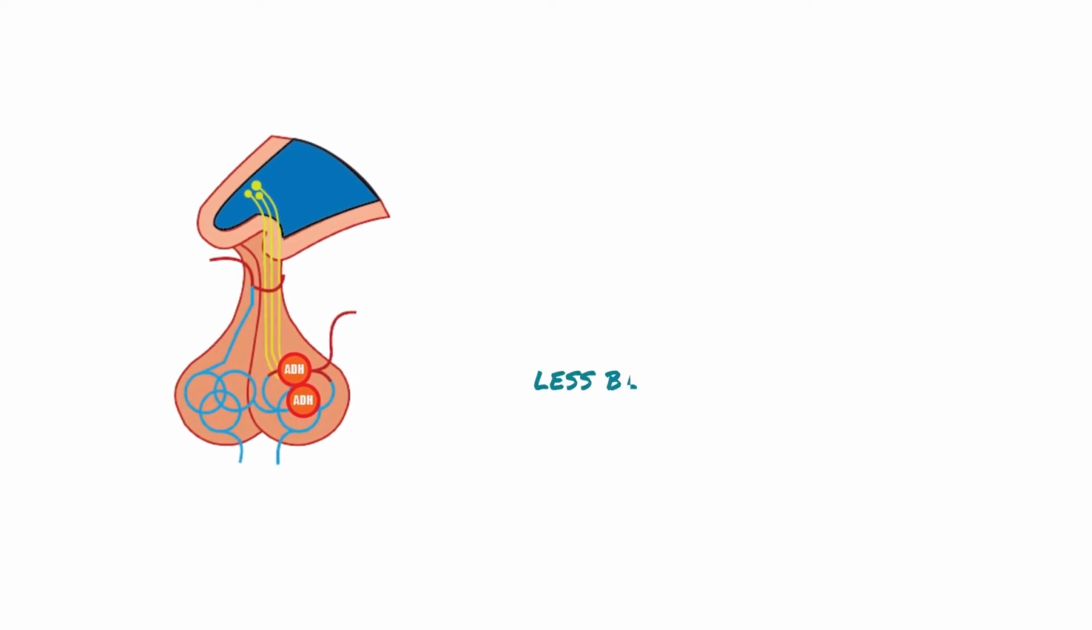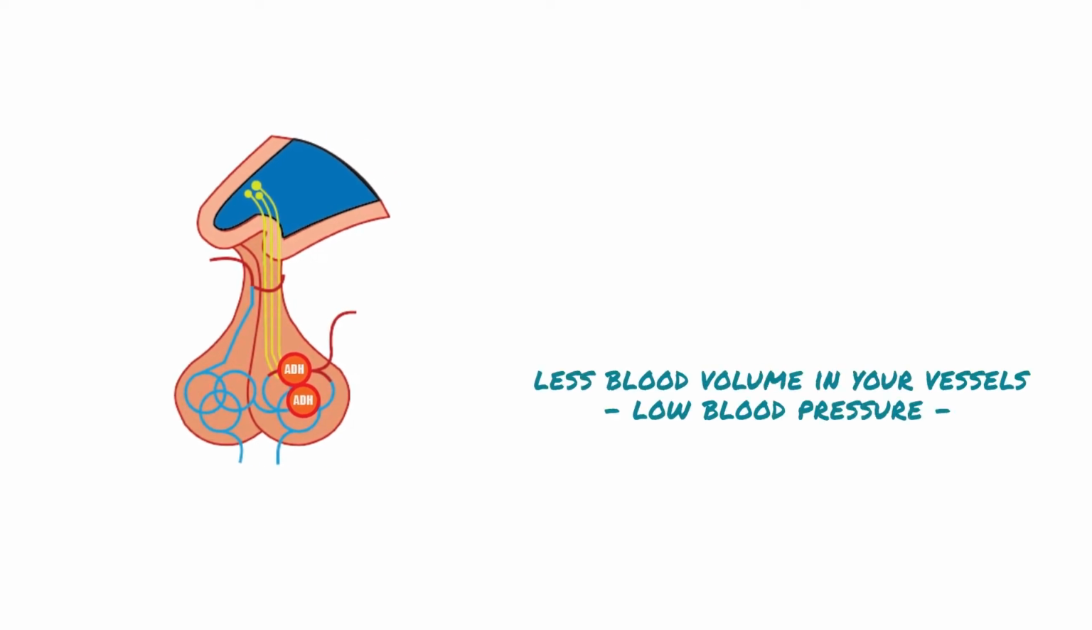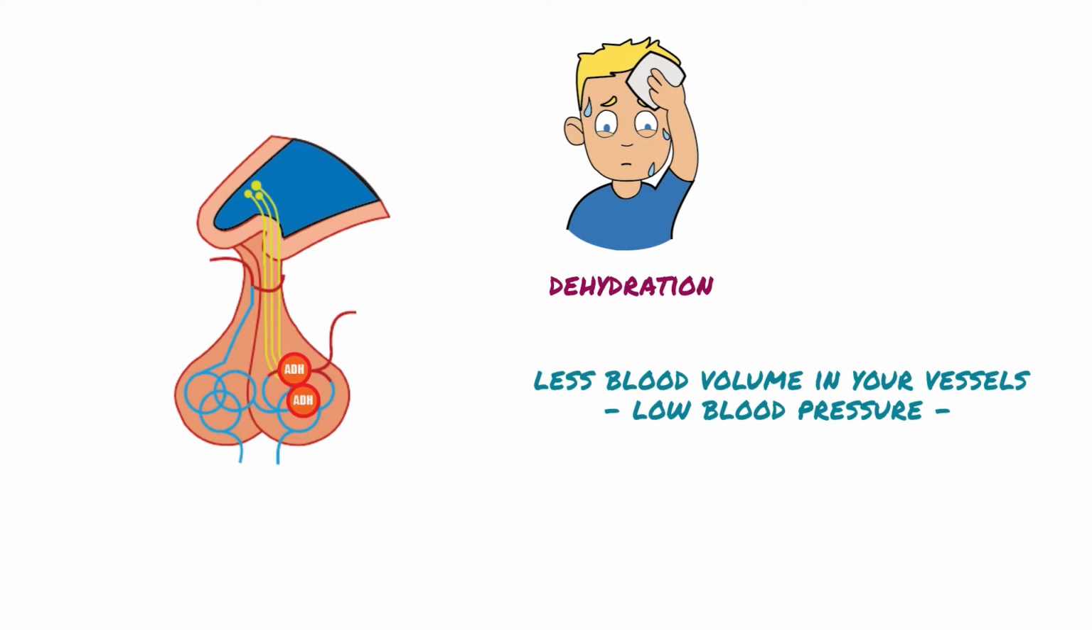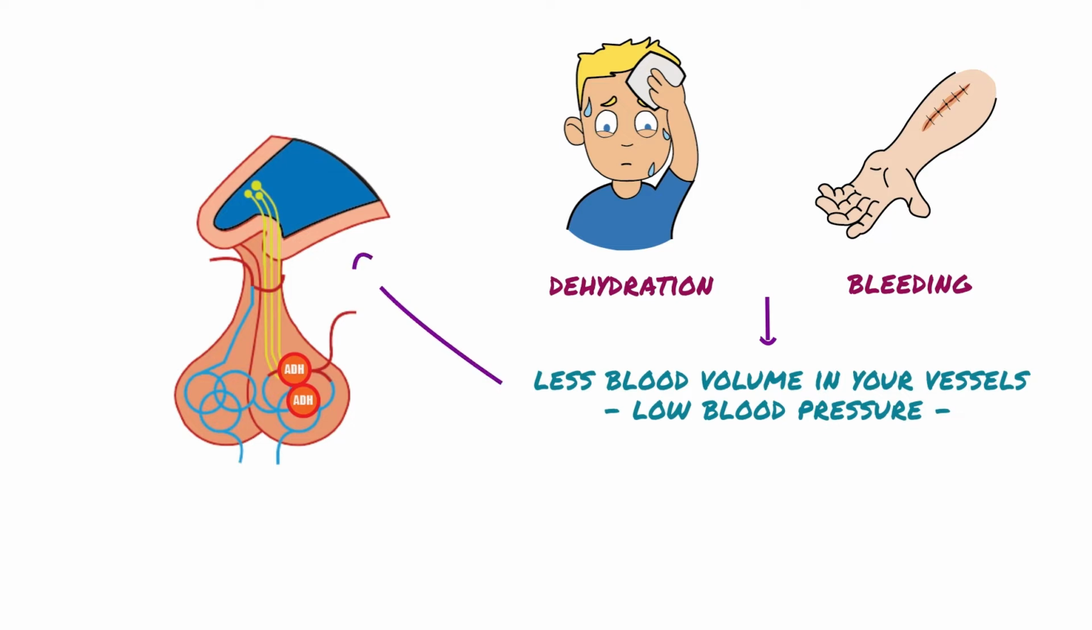When there is less blood volume in your vessels and your blood pressure is low, the blood becomes more concentrated. This happens when you're deprived of water or are dehydrated, or have a lot of bleeding from surgery or an injury. Sensors in the heart and neck blood vessels send a signal to the hypothalamus and pituitary to increase the secretion and release of ADH.